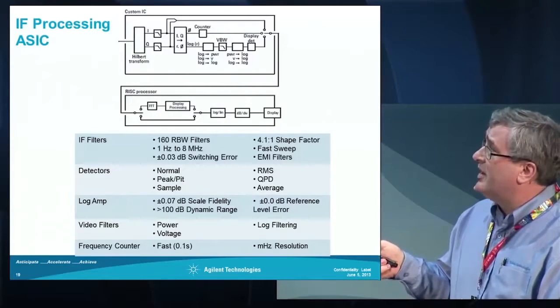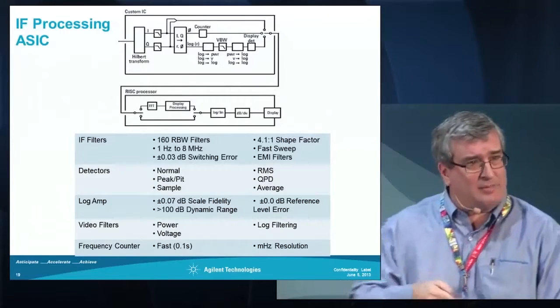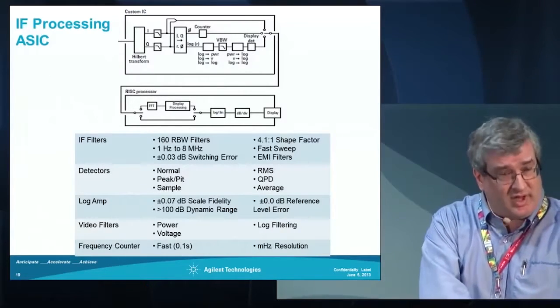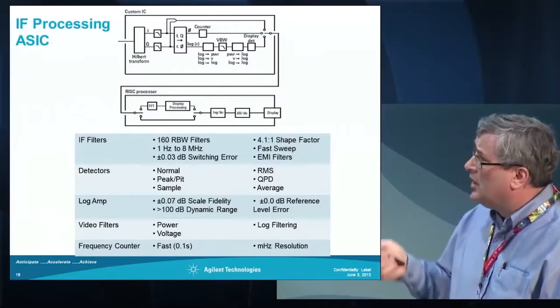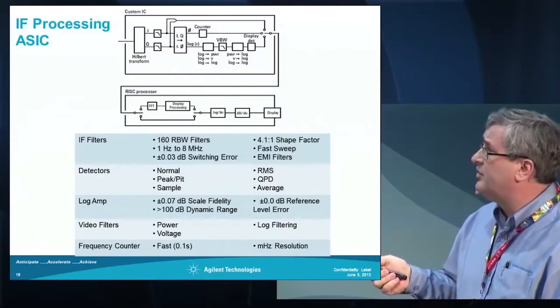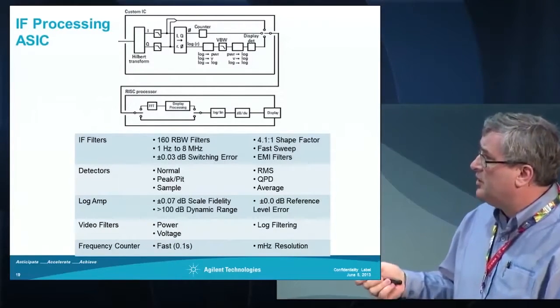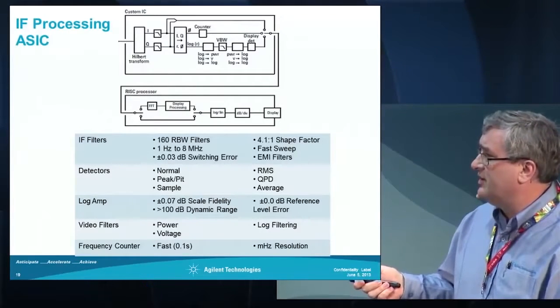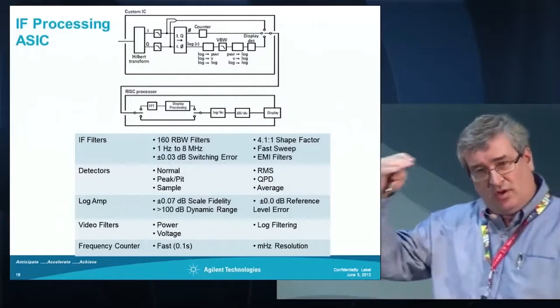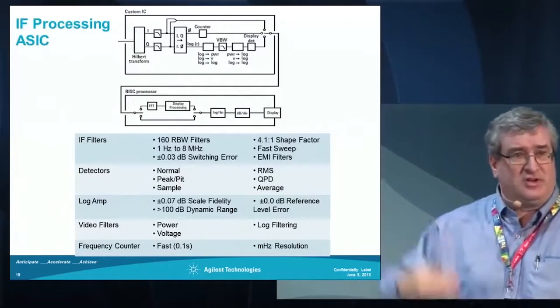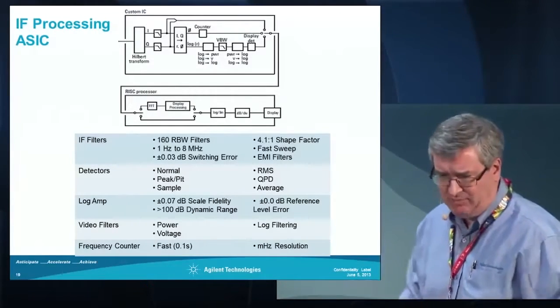We also do logging inside here. So the log amp, you'll notice, was not in that previous block diagram. The logging is now all done digitally. So here are some of the things we could do. We had 160 resolution bandwidth filters. You notice here our log amp, because it was done digitally, has virtually zero error in it. That's why I was saying now we're fully calibrated across the entire part of the screen, not just the top.